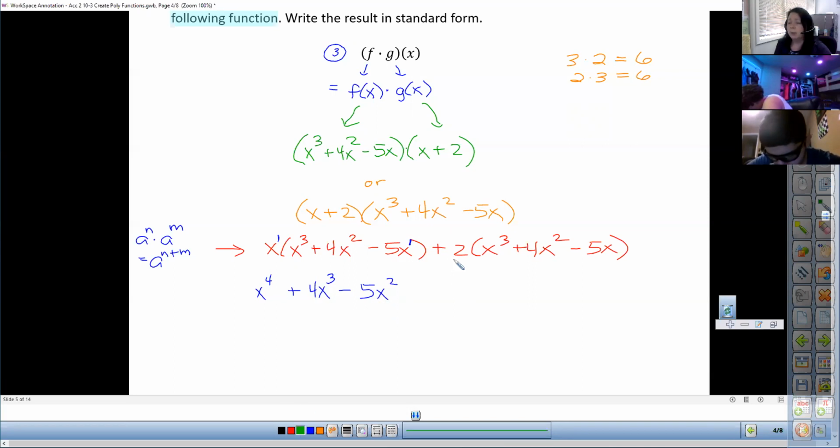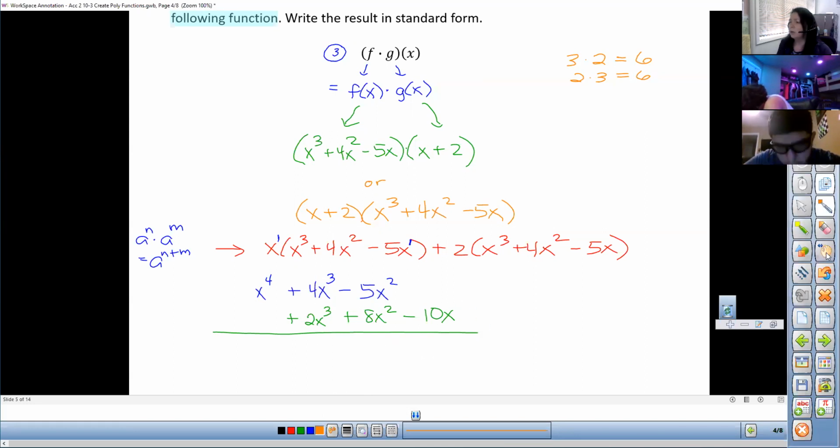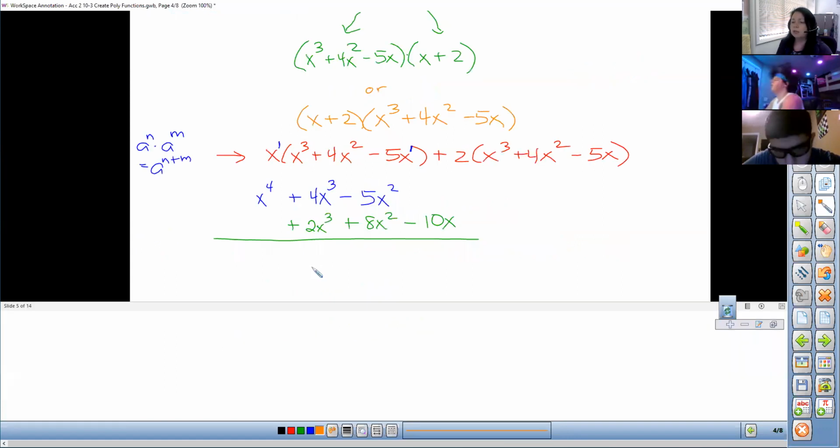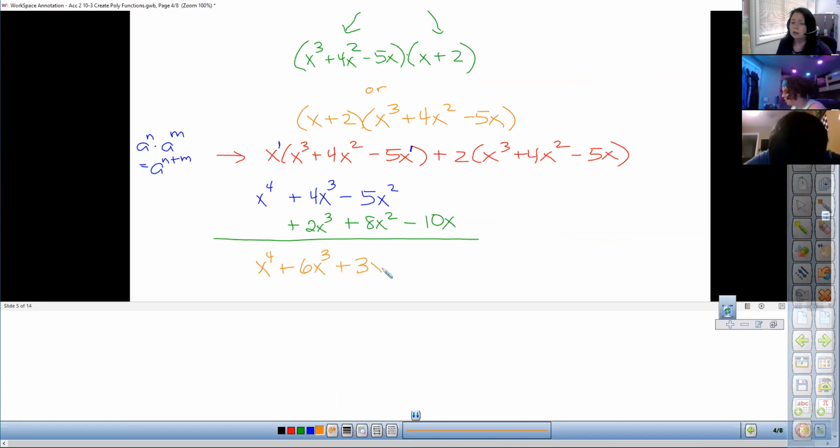So now I'm going to distribute my 2. 2 times x cubed gives me a 2x cubed, and you can write it horizontally, or you can do what I'm going to do, which is line up my like terms vertically. And then my 2 times my 4x squared gives me a plus 8x squared, which goes here. And then my 2 times my negative 5x gives me a negative 10x, which doesn't match anything, so I'll put it there. And now I can just add my like terms vertically, and it's easier to see what goes together. So it's just a strategy of organization. So now I have x to the 4th plus 6x cubed plus 3x squared minus 10x.